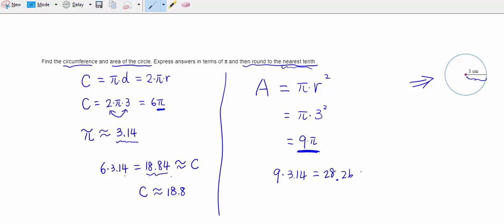28.26 is an estimate of the area if we keep 2 decimal places. But here they want us to round to the nearest tenth, which means we need to keep only 1 decimal place. So round this further, then that becomes 28.3. So we say the area of the circle given here is approximately 28.3 square centimeters.